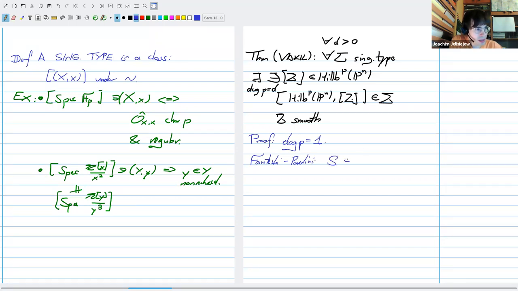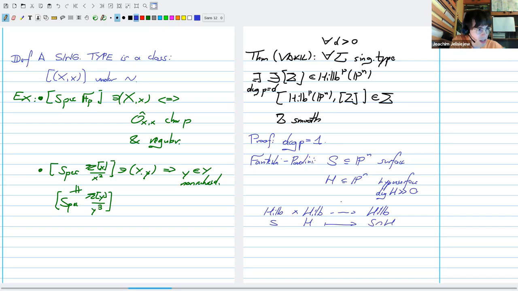if we start from a surface, say, and if we take a hypersurface of large enough degree, then under good assumptions, we can consider the map from the Hilbert scheme times the Hilbert scheme, at least locally defined, to the Hilbert scheme that takes this S and H and maps it to the intersection. And this map pi is smooth near the intersection.